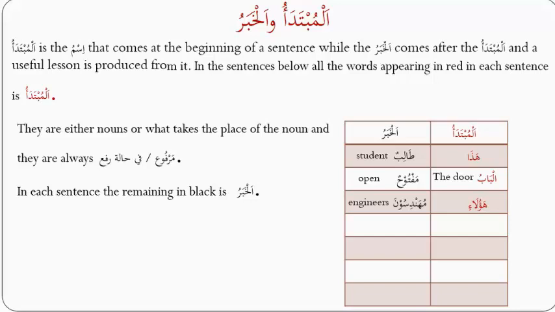Now, in this particular case, we see the noon here has a fatha, not a dhamma, right? Because this is a different category of word. This is a plural. Okay? Now, with the plurals, the alamatul rafa is different. The sign to show rafa is not dhamma.